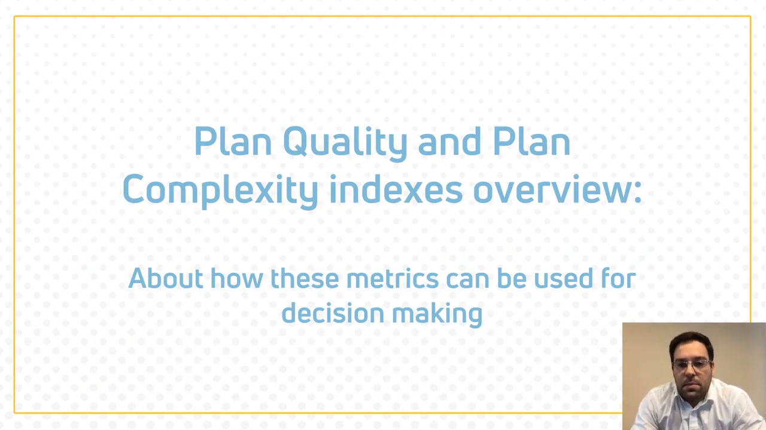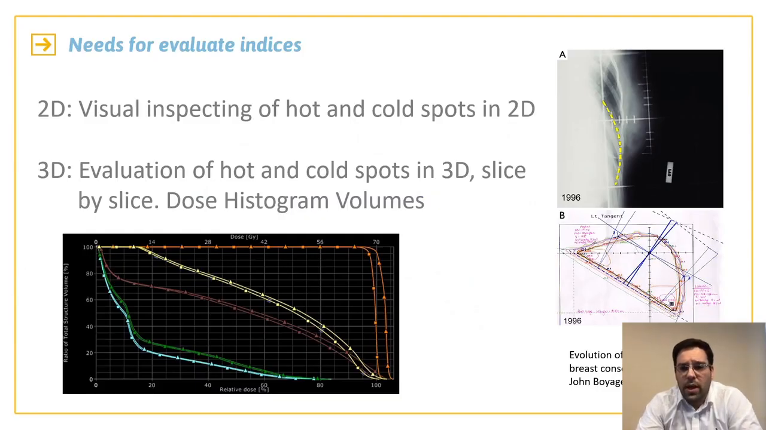Okay, I was invited to talk about plan quality and plan complexity indexes and how these metrics can be used for decision making. First of all, we have to talk about why we need some indices to evaluate the quality of plans. In the past, the planning was evaluated by viewing a 2D image and inspecting hot and cold spots only in this slice. With the advance in computing hardware and then software that can manage 3D information, it was possible to evaluate hot and cold spots in 3D and work with the dose volume histograms and even compare between plans and visually decide which is better.